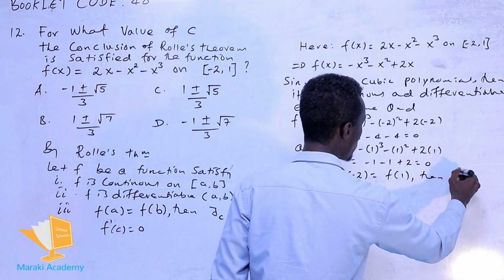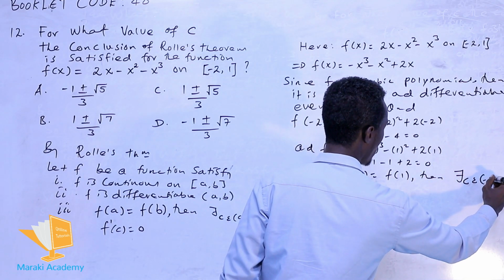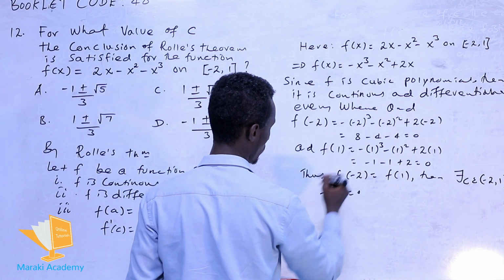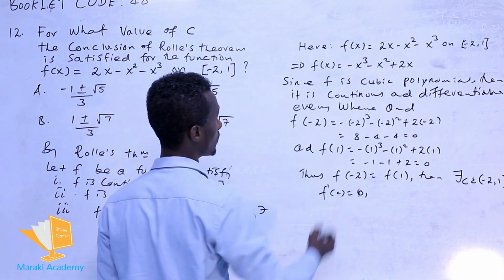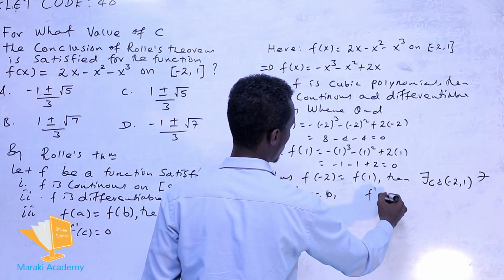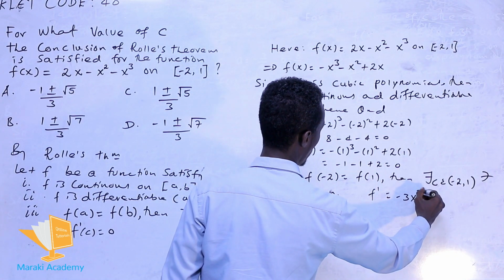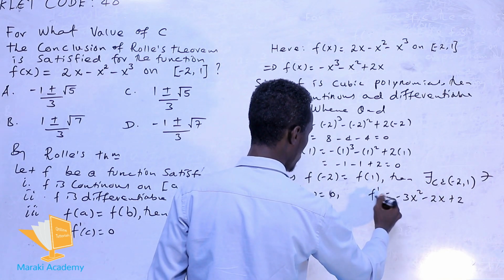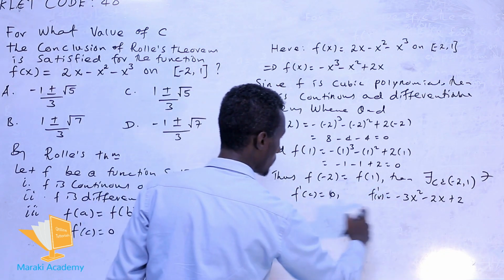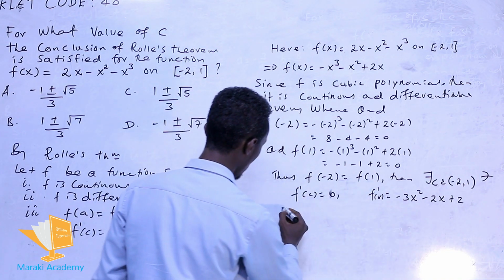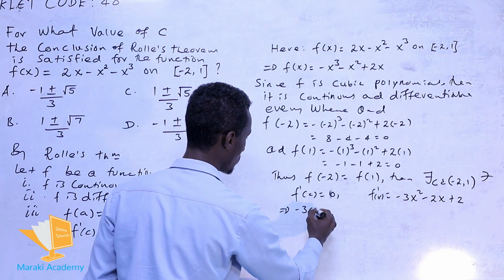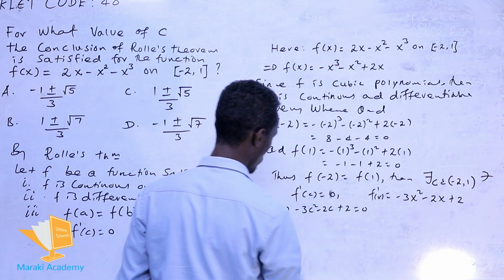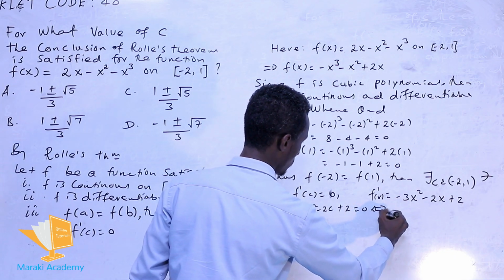Then we say there exists c, an element between -2 and 1, such that the first derivative of f at point c is equal to 0. So we need to find the first derivative. The first derivative of the given function is minus 3x squared minus 2x plus 2. This holds at every point x. Therefore, when we substitute c for x, we have minus 3c squared minus 2c plus 2, which is equal to 0.